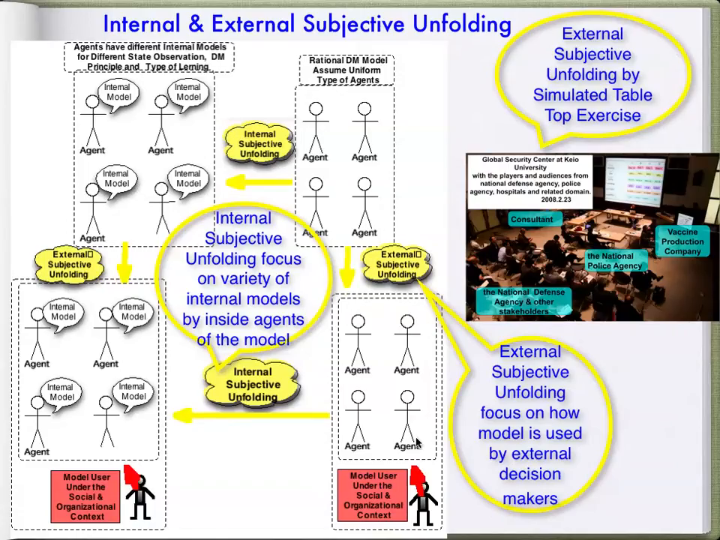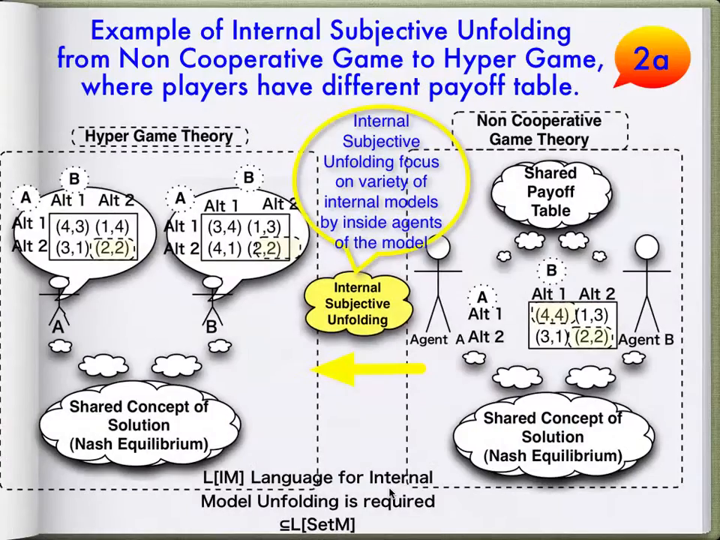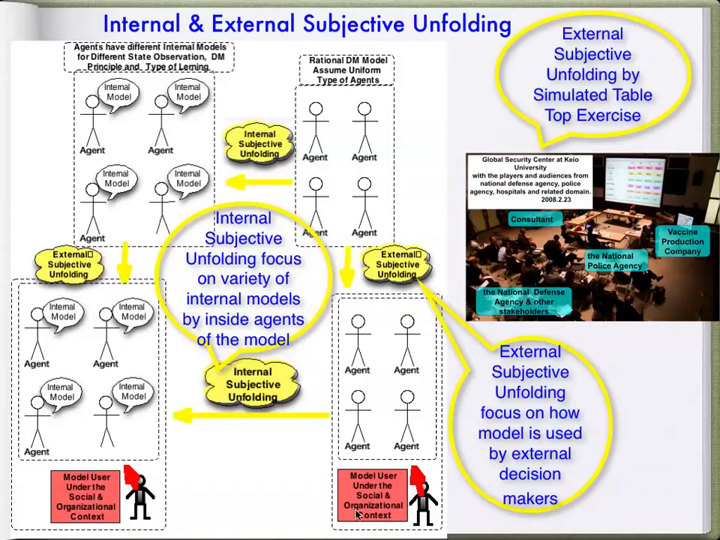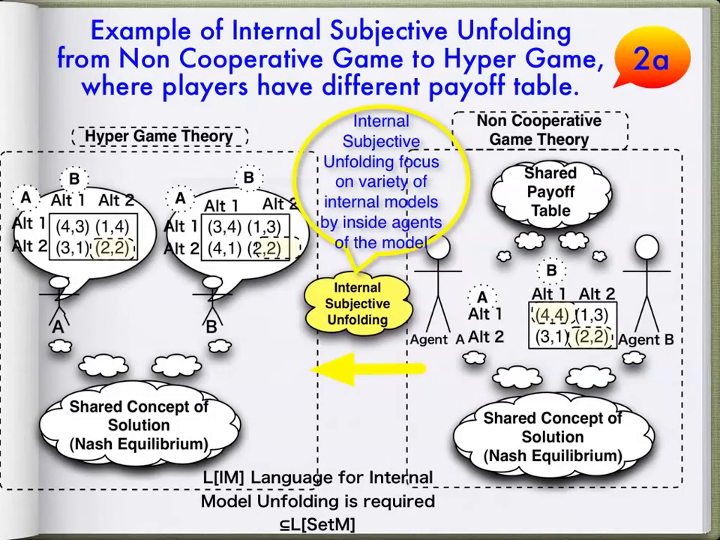And also, if we introduce agent-based modeling, and the people who are using this model, this process itself are modeled, then we say external unfolding model. And combined, that one is the internal and the external unfolded model. Internal subjective unfolding focuses on a variety of internal models by inside agents of the models. And external subjective unfolding focuses on how the model is used by external decision makers. That itself is modeled. So that kind of modeling is very, very important.